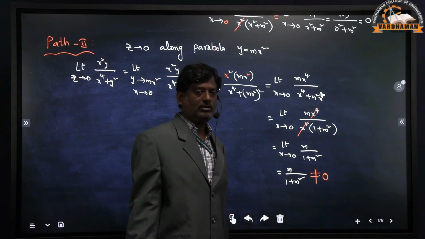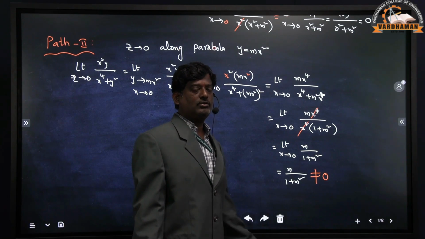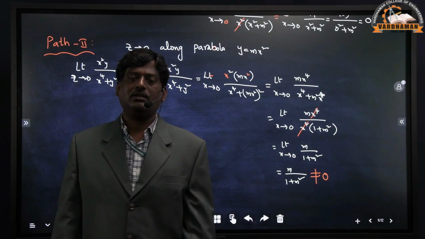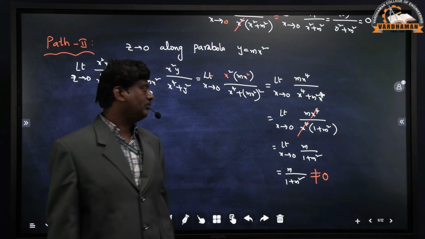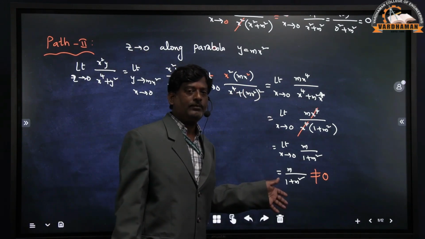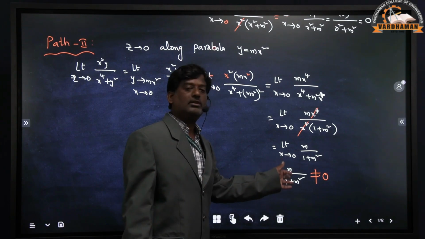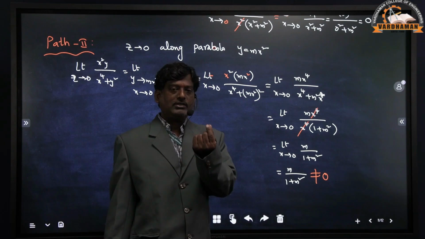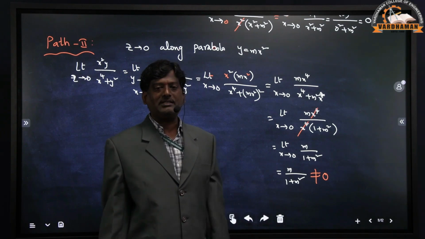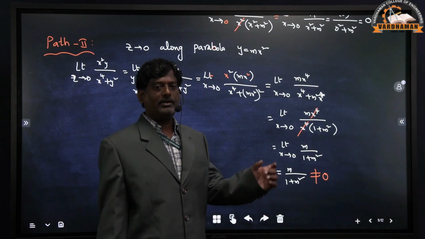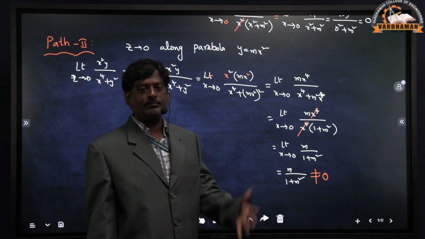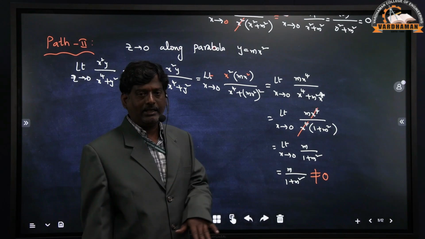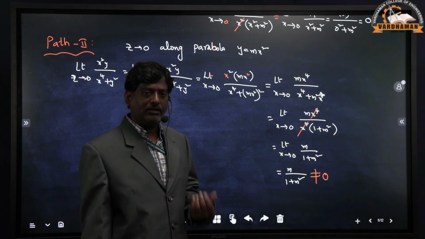That means the limit is not unique here. Limit is not unique means you can say the given limit does not exist. Very simple. Here I have taken the curved path, and here we get different limit values for different values of m. But for a limit, we should always get a single value. Then only you consider that the limit exists. If for different paths you get different values, you cannot say that the limit exists. In any path, any direction you take, you must get the same single value.